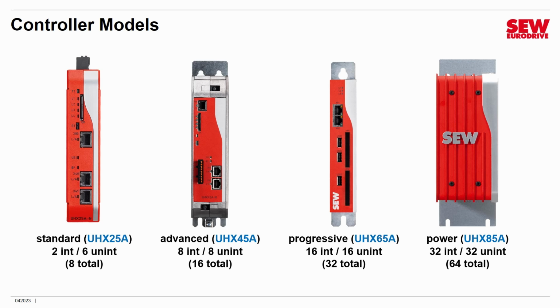The progressive can handle 32 axes total, of which 16 can be interpolated. And the power, which currently is our most powerful one, can handle 64 axes total, of which 32 may be interpolated. So these are the controllers that we offer. So they progressively have more power, they can handle more axes.